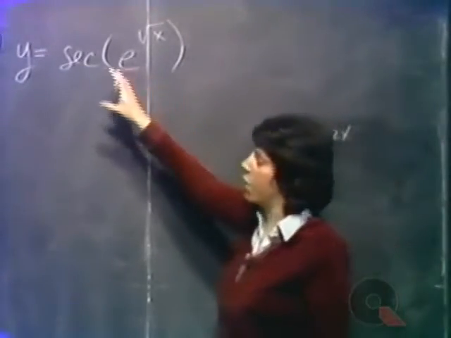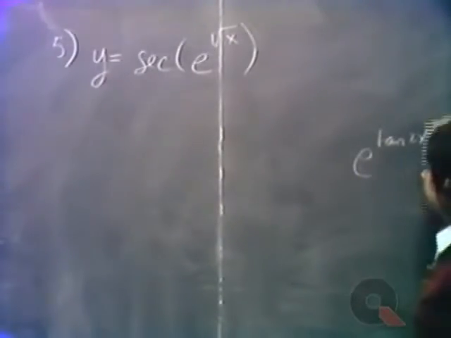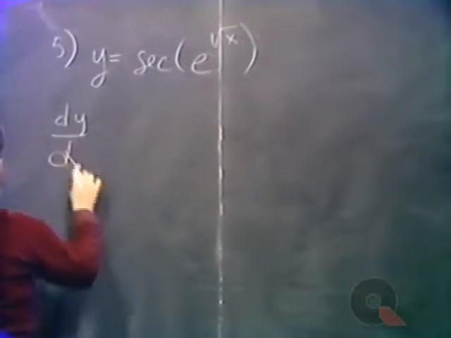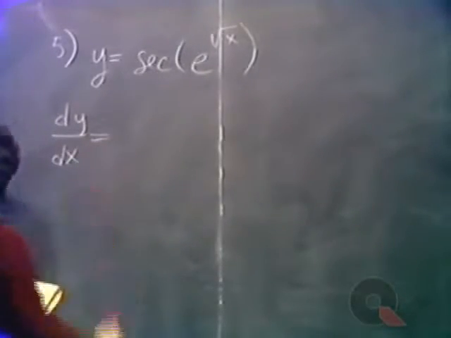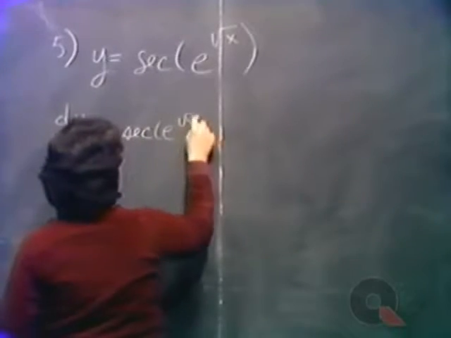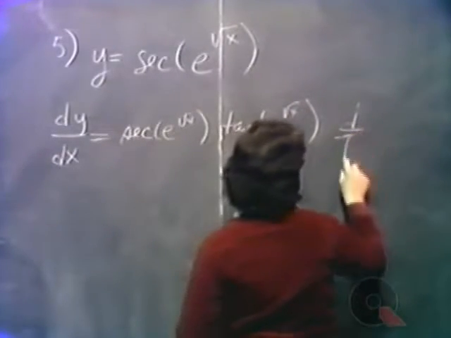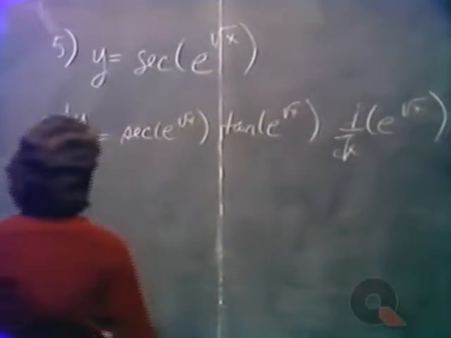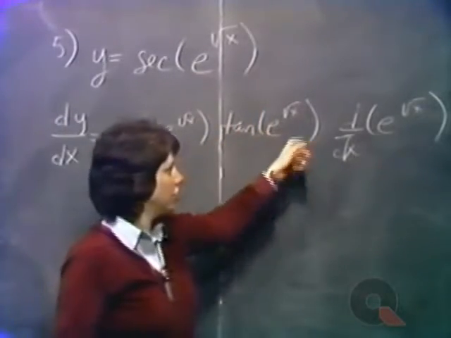This, however, is primarily a trig function. It's secant of something. Although the something involves e, we're not going to let that bother us at this stage. So we look on our formula sheets for the derivative of the secant of something, and we find out that the derivative will be secant of that something, tangent of that something, times the derivative of that something. Derivative of secant of a function is secant of the function, tangent of the function, derivative of the function.